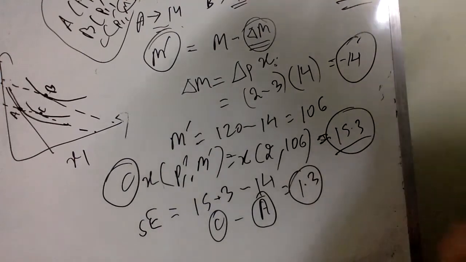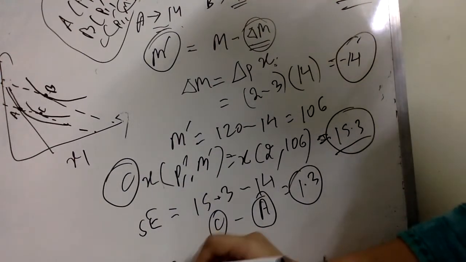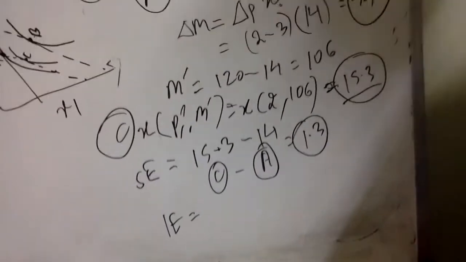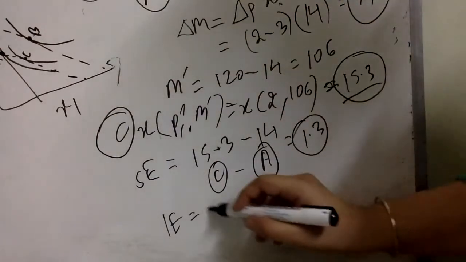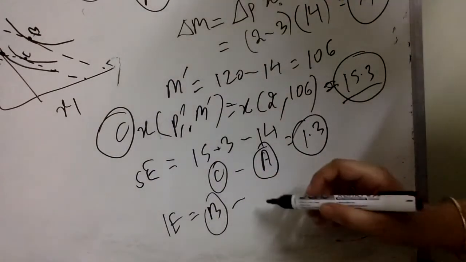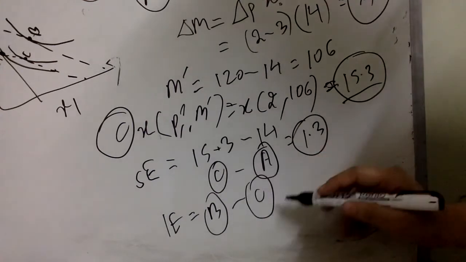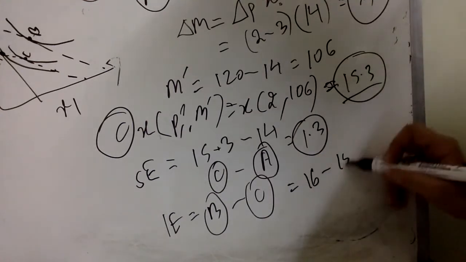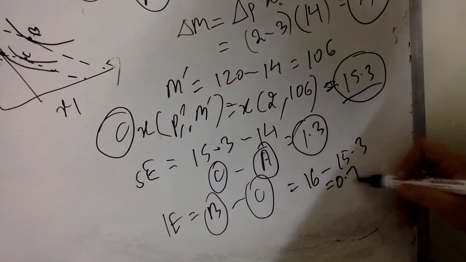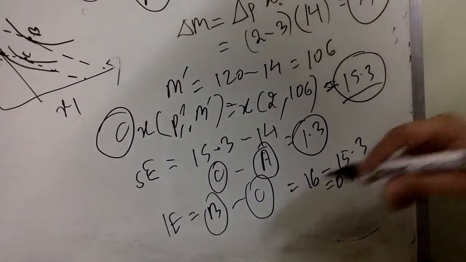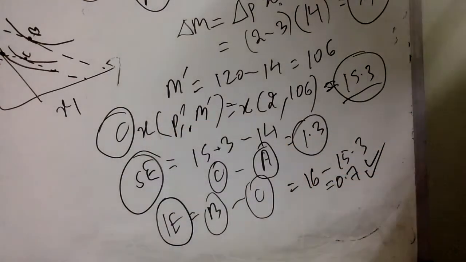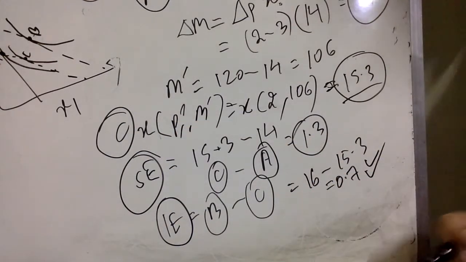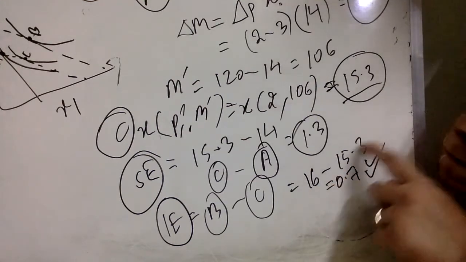Alright. Now, how much is the income effect? To compute the income effect, we simply take the difference of the bundle at point B minus the consumption at point C. This is the difference between 16 minus 15.3, which is 0.7. So this is the value of the income effect in the positive direction, which means as the price has fallen, my demand has increased by this level.